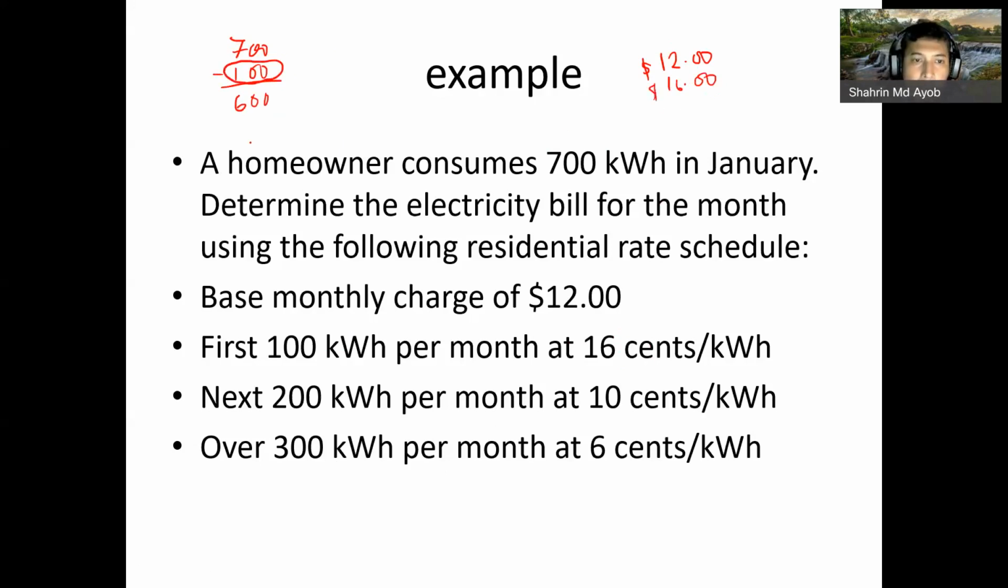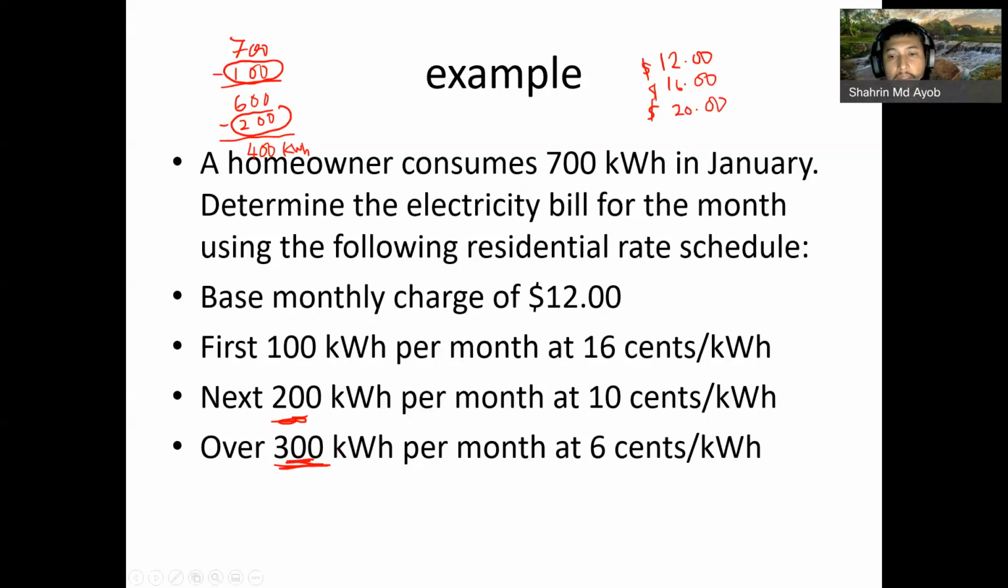Okay. And then from this 600, you need to minus the next 200 kilowatt hours, so you have another balance of 400 kilowatt hours. For this 200, you need to multiply with 10 cents, so this one will become $20. And the extra 400 kilowatt hours will use this rate. For over 300 kilowatt hours per month, you need to multiply with 6 cents.